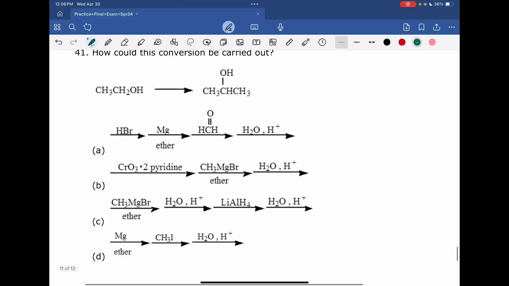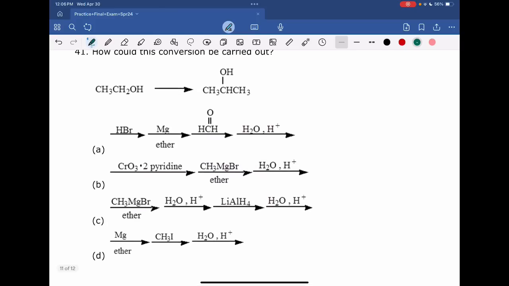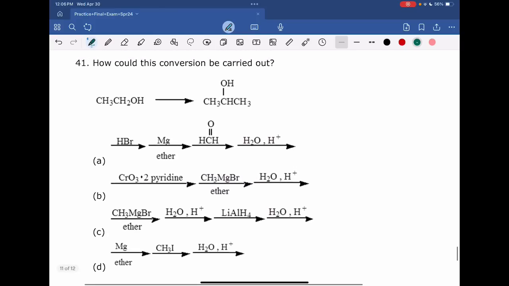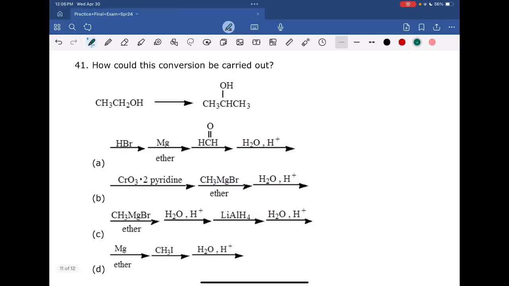Okay. How could this conversion be carried out? So you wanna, okay, what they're doing here is they're just adding one more carbon. How do you add one carbon? That's all it's asking for. This is the same as this. So let's do it. These ones, we have to do them.